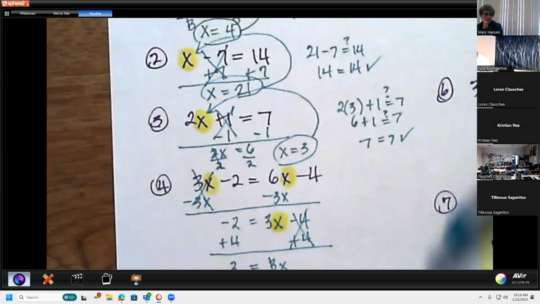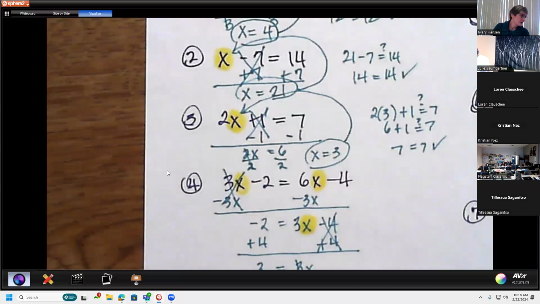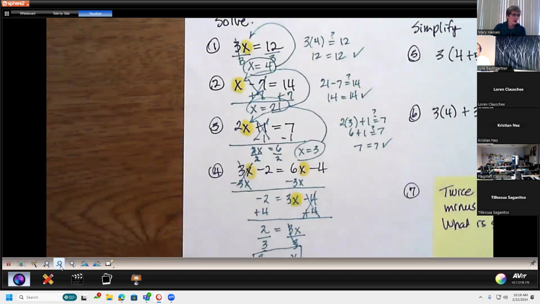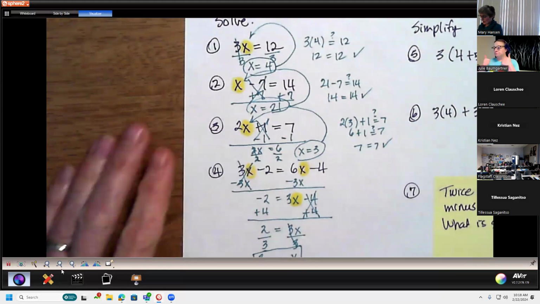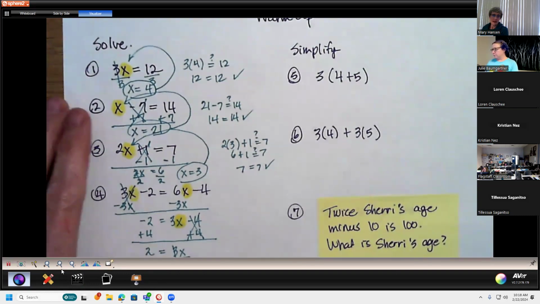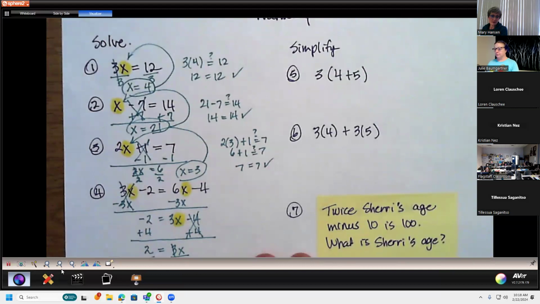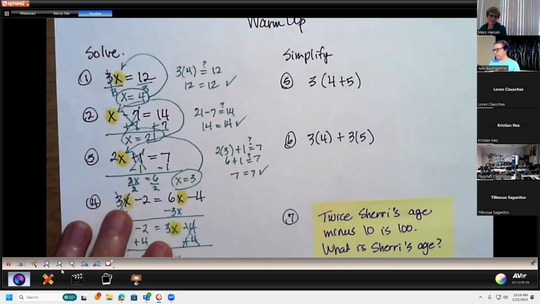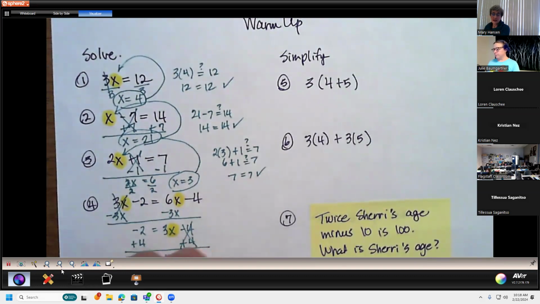Okay, 1 through 4 are review of the algebra problems that we have solved to date. Are there questions on anything that you see on 1 through 4? Good. Okay, 5 and 6 are kind of a look ahead as to what we're going to work on today. And then number 7 is just to begin to look forward to how we deal with word problems with algebra. So first, numbers 5 and 6.